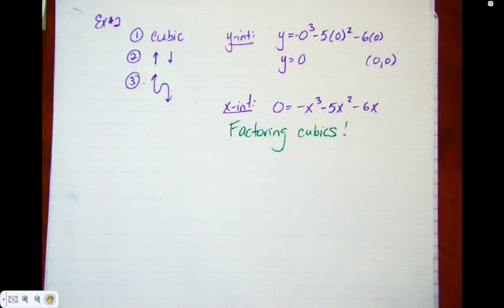How many ways are there to solve a quadratic? I've asked you that 100 times already. There's 5. What are the 5 ways to solve a quadratic? Completing the square. Factoring. Quad formula. Square root and graphing. How many ways are there to solve a cubic? 2. Factoring and graphing calculator. And this is not a graphing calculator question. So there is one way to solve a cubic.